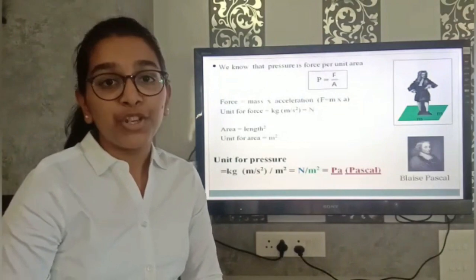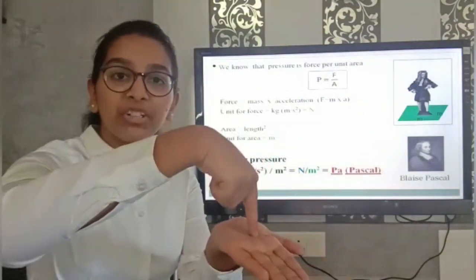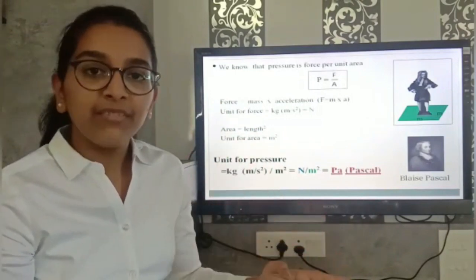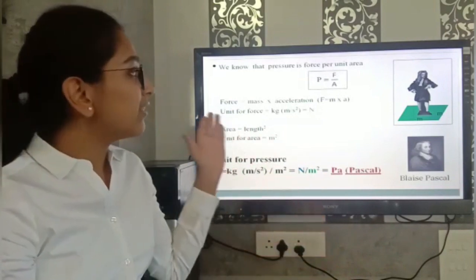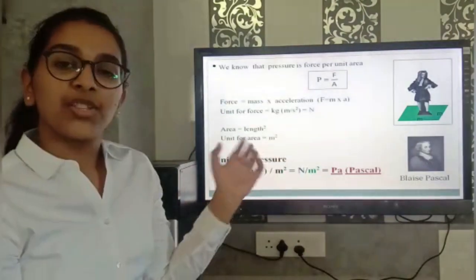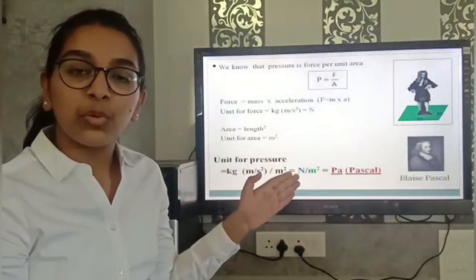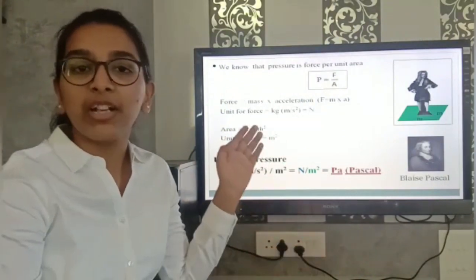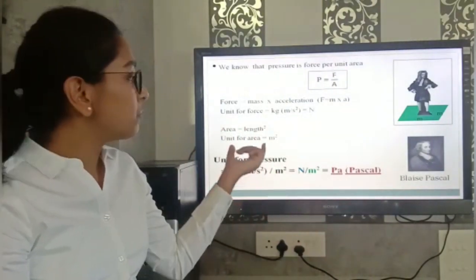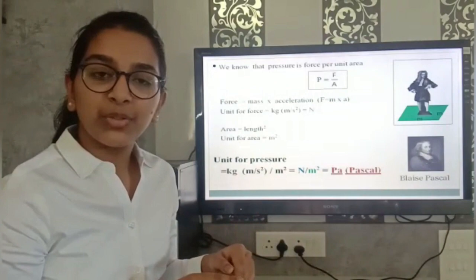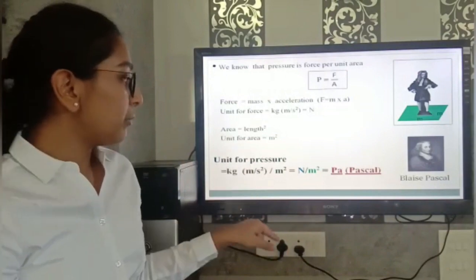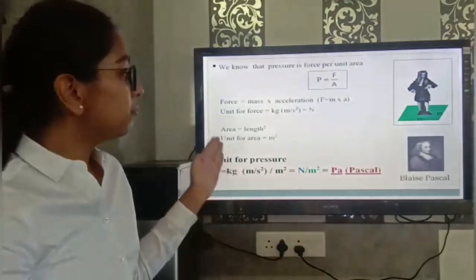We already know that pressure is nothing but the force applied per unit area. So pressure is force upon area, denoted by F upon A. To derive the SI unit for pressure, we first need to deal with the SI units of force and area. We know that force is mass into acceleration, so the SI unit is kg meter per second square: kg for mass and meter per second square for acceleration. Area is length square, so in terms of SI unit, it's meter square. Combining both, we get the unit for pressure, that is kg meter per second square per meter square. This is nothing but Newton per meter square.